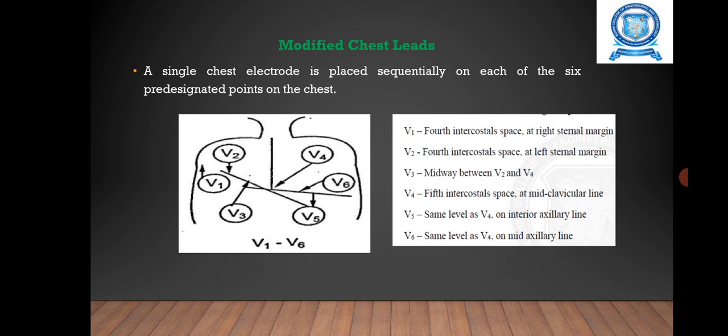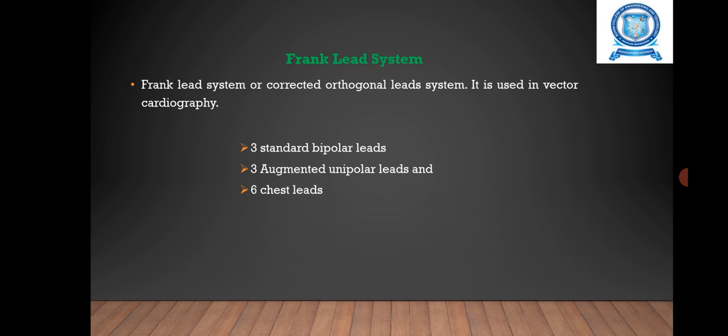Next one is modified chest leads, otherwise called the unipolar chest leads. A single chest electrode is placed sequentially on each of the 6 pre-designated points on the chest. All three active limb electrodes are used to obtain the central terminal, while the separate chest electrode is used as an exploratory electrode. Here the chest positions are called the precordial unipolar leads and are designated from V1 through V6.